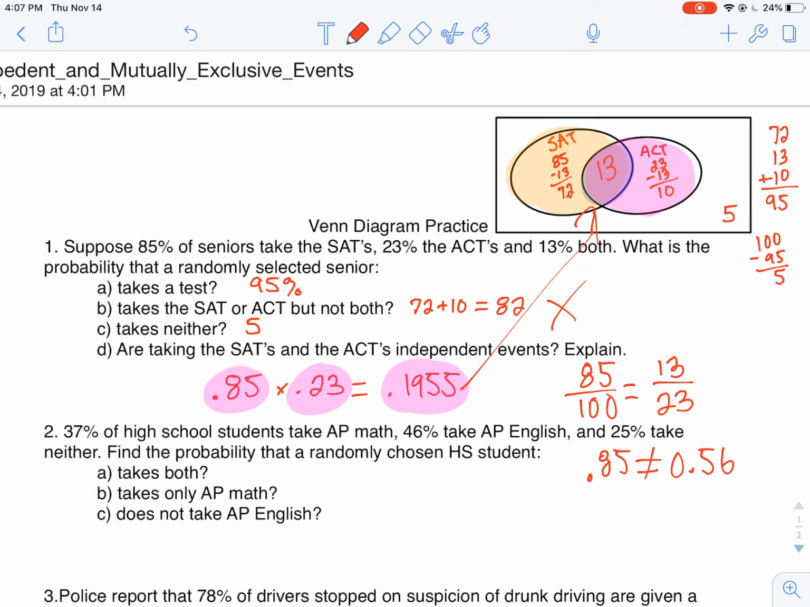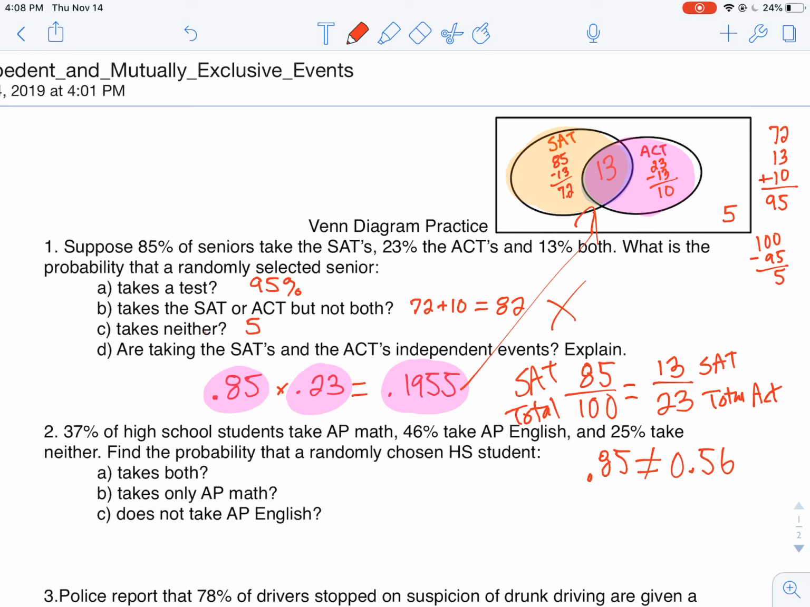Because if they were independent, then the proportion of taking the SATs would not change based on my subgroup. So I did it based on this total, and I did taking the SATs based on the total who took the ACTs. So there you go. I just completed number 1.